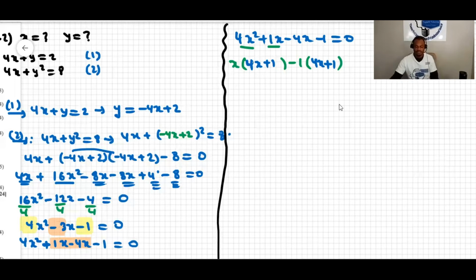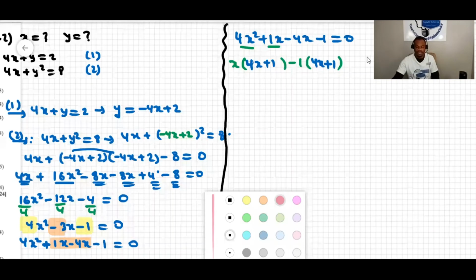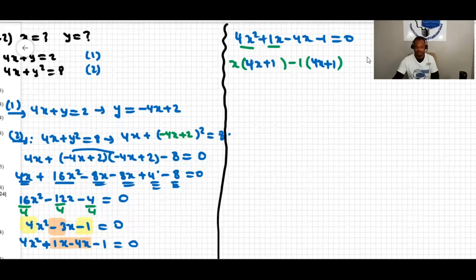I want you to notice that the brackets are the same thing. You must always have the brackets the same. If they're not the same, it means you selected the wrong factors of 4, or you didn't factorize well somewhere, or you probably made a mistake in the calculations. This must always be the same. So then we say equal to 0. Now the factors will be x minus 1 and 4x plus 1 equal to 0.